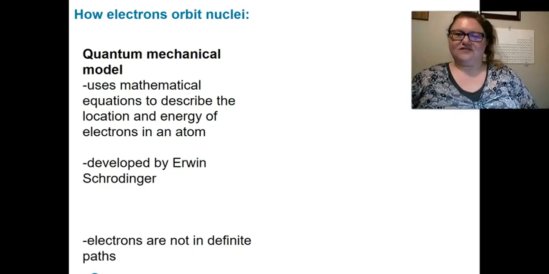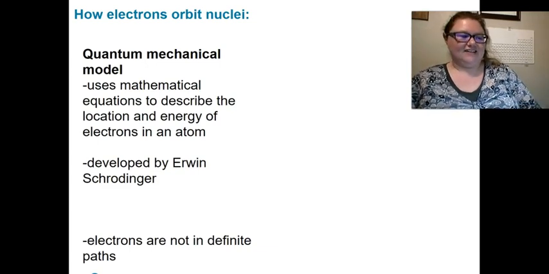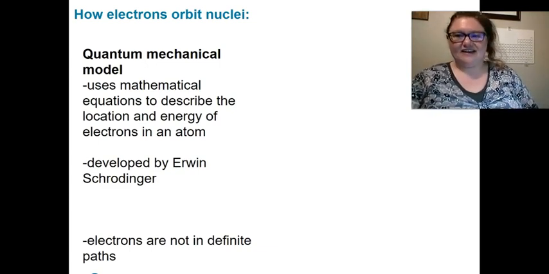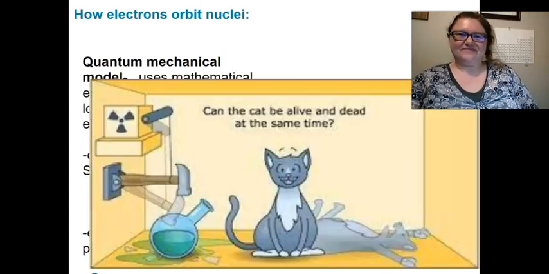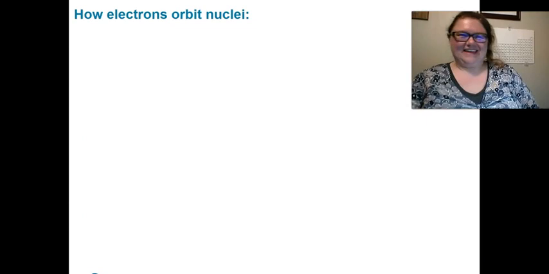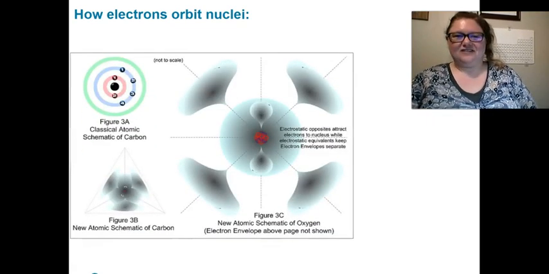Electrons are not in those definitive paths that Bohr hinted at with his planetary model. And so we're going to see the results of Schrödinger's work here in studying the different areas and how they are different from each other where these electrons can be found. Okay, how electrons orbit nuclei.